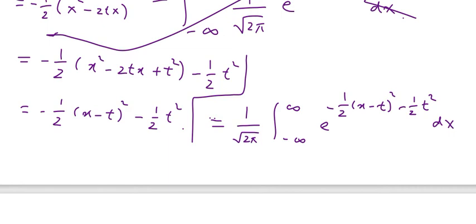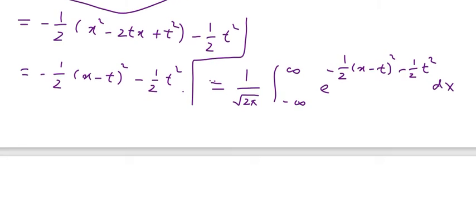So in this integration, t is constant, so we can take this constant outside. So this equals e to the negative half... Oh no, I'm sorry. Here should be plus, because this is negative, so here should be plus, right? Positive half t squared.